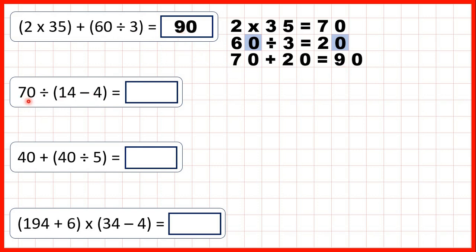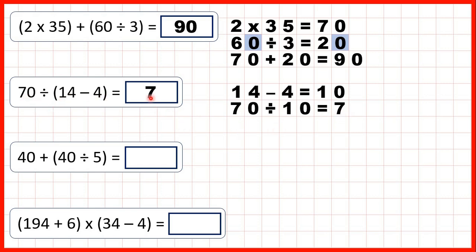Now we have 70 divided by 14 minus 4, so we need to do what's in the bracket first. 14 minus 4 is 10, so we need to work out 70 divided by 10. That's 7, so that's our answer.